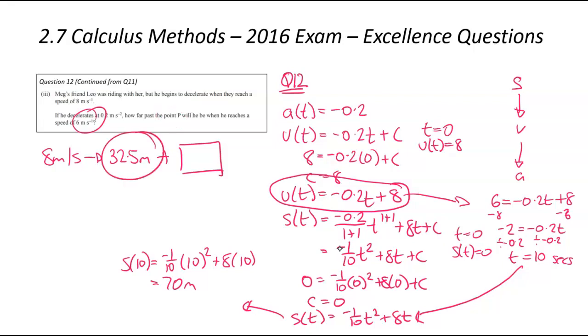So we need to go, that's 32.5, which is from the original point, plus an extra 70 from the 8 velocity mark to the 6 velocity mark. We add them together, and that tells us 102.5 meters was traveled from point P before Leo hit a velocity of 6 meters per second. So pretty messy question, working shows that, but that wraps up all the excellence questions from the 2016 exam.